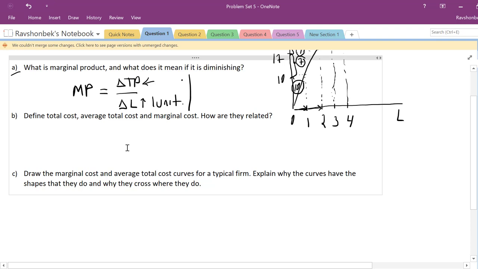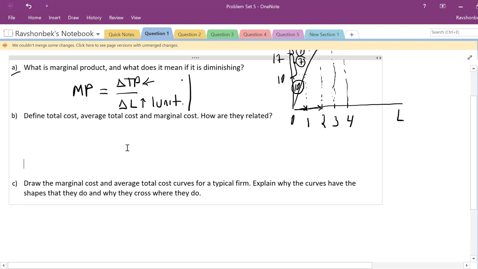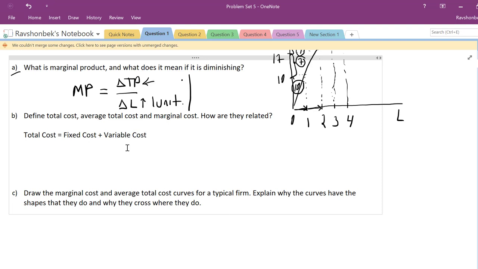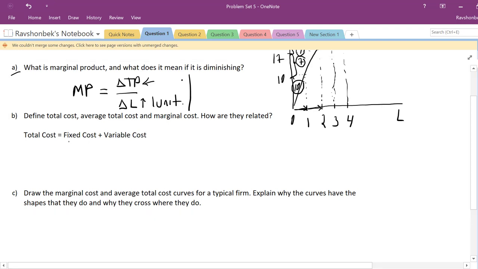So that's the answer to the first question, question A. Now, define total cost. Total cost is basically equal to fixed cost plus variable cost.